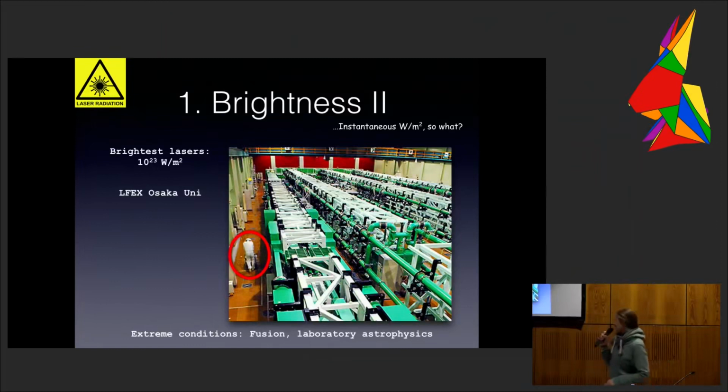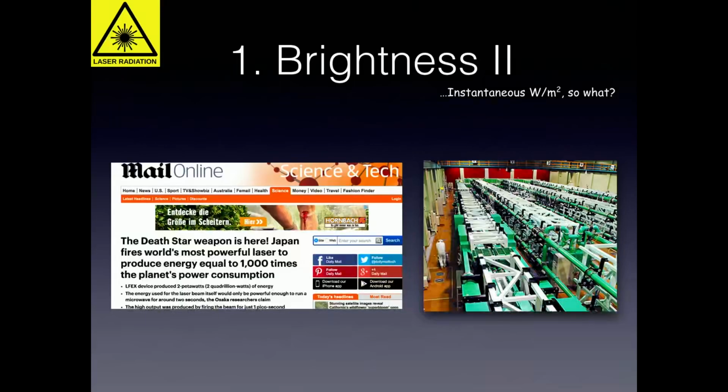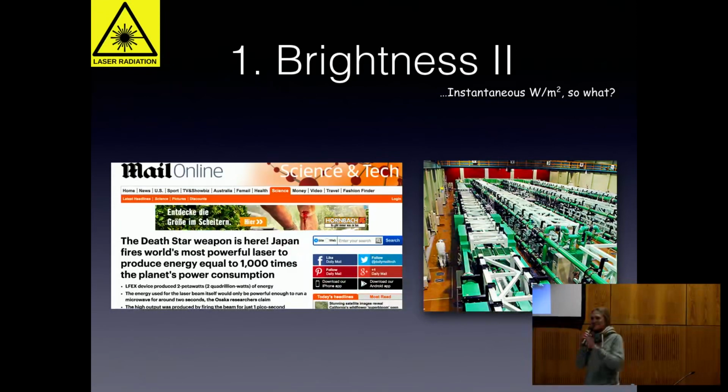This is a person, so you can imagine the size. It's not like a small laboratory. It's really a full-blown national project. These are the headlines from the Mail Online: The Death Star weapon is here. Japan fires world's most powerful laser. There are interesting things like it produces an energy equal to 1,000 times the planet's power consumption. So that lets you reflect on this. It's quite entertaining, that's what the media make of it.